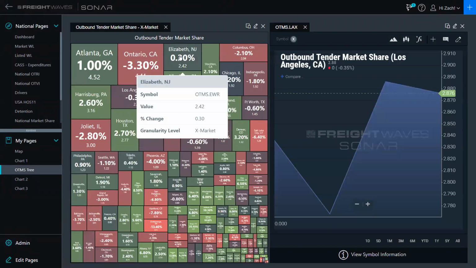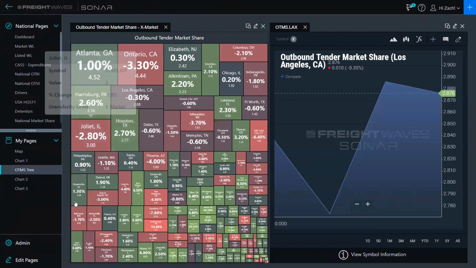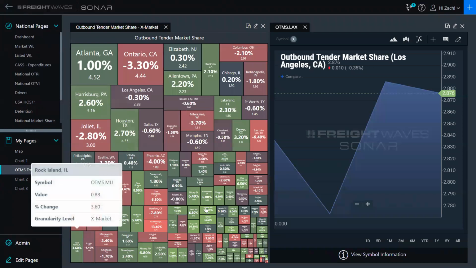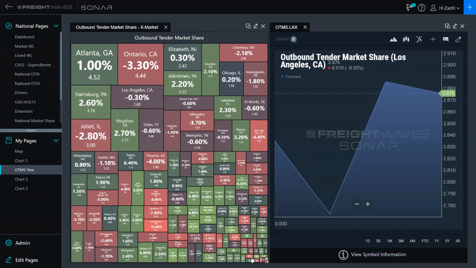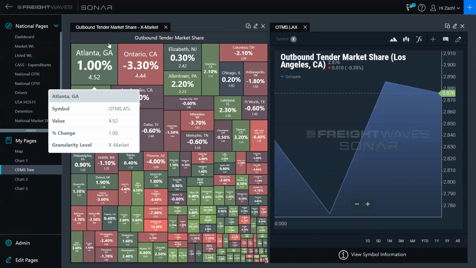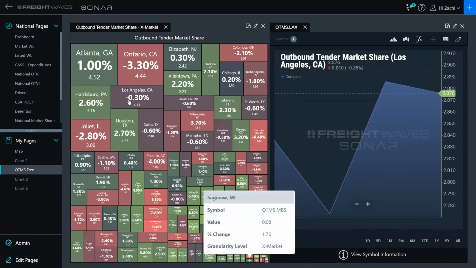On the left is the outbound tender market share watch list. For those of you that have not seen this, it is a watch list that is telling us the relative size of the markets organized from top left to bottom right. The largest markets are going to have the biggest real estate in this thing, and the smallest markets are going to be sitting down here where you can't see them, but you can hover over them and see exactly what they are.